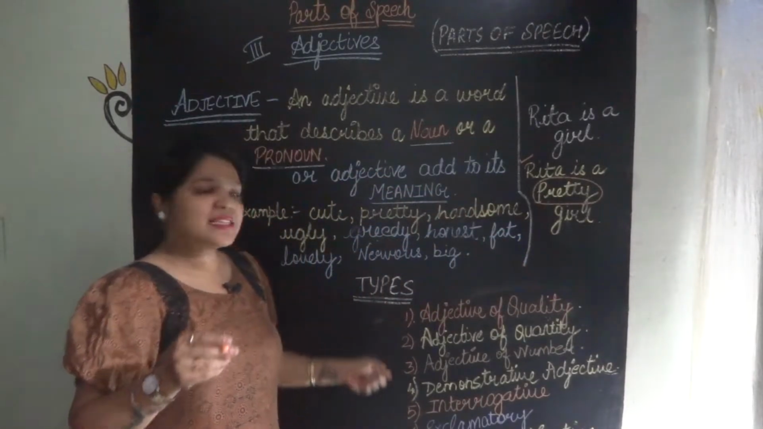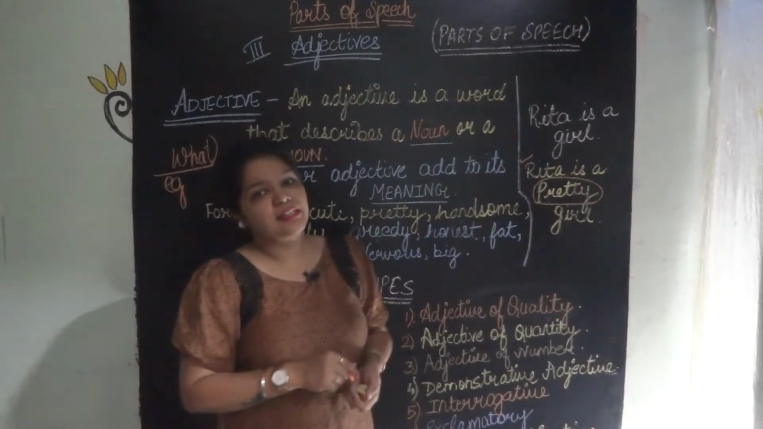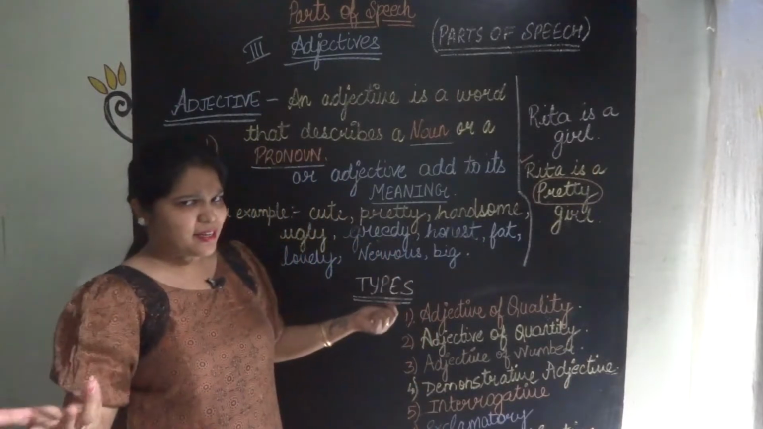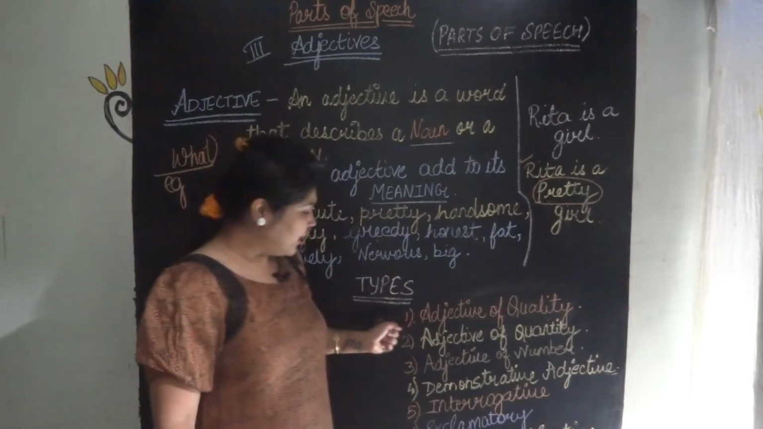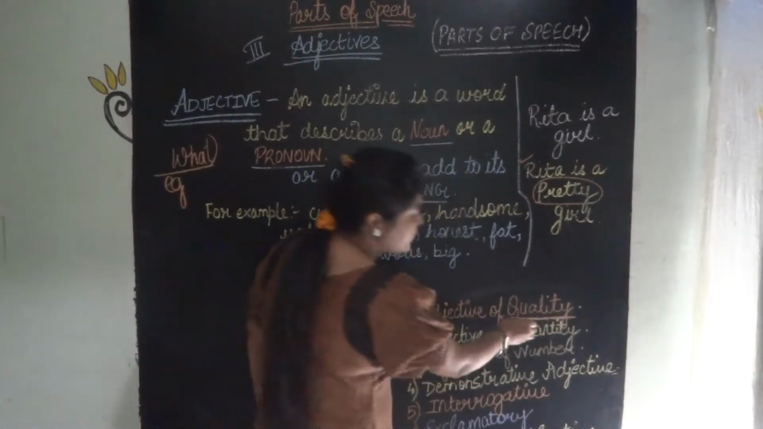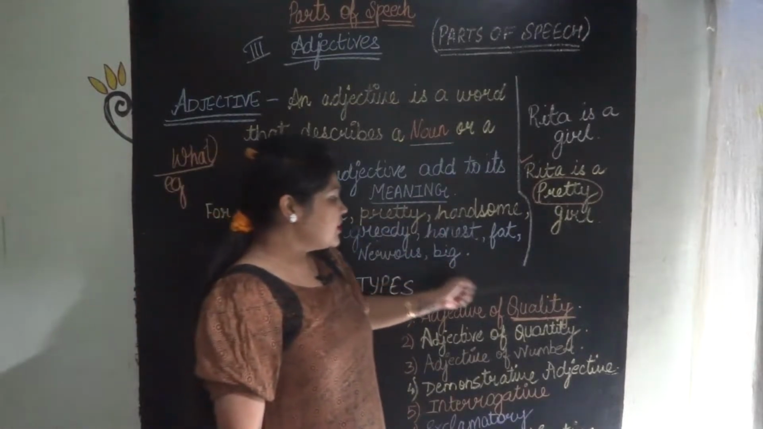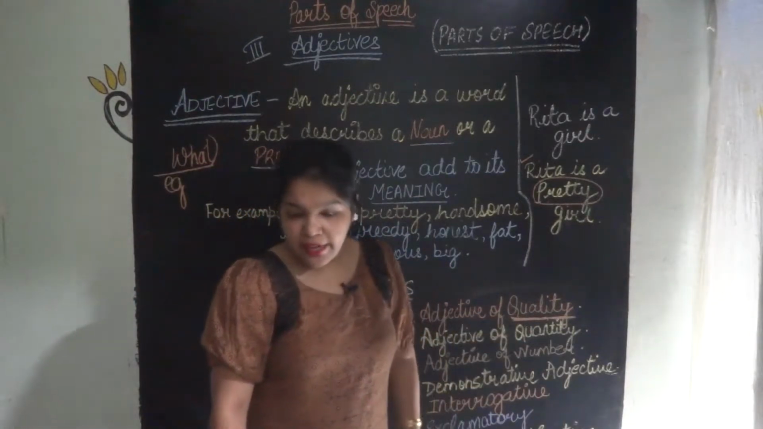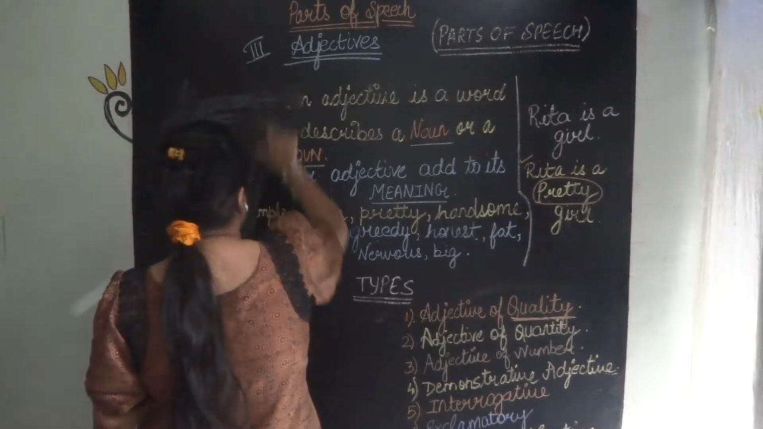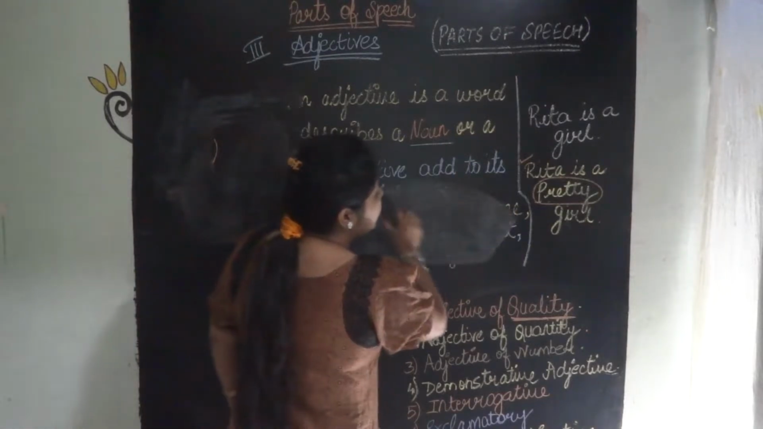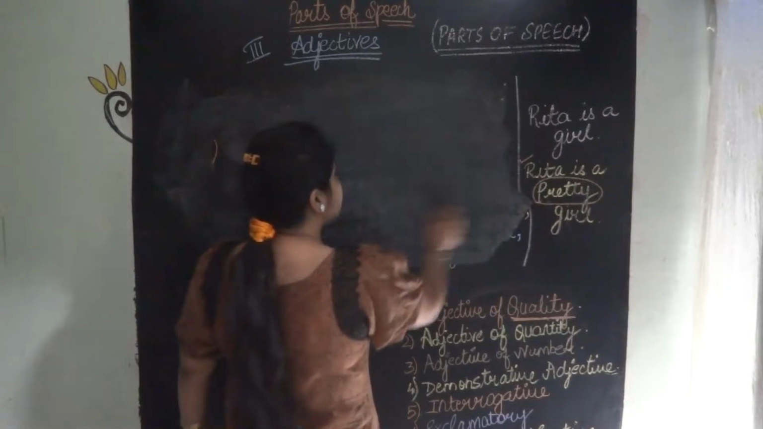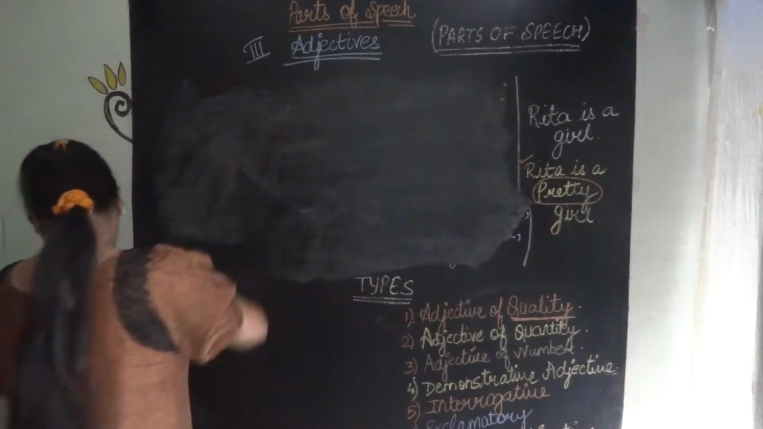But before that, let's start with the types of adjectives. Obviously, we have types of nouns, we have types of pronouns, so adjectives should also have their types. So now, the first one is adjective of quality. These are the words which give quality. Adjective of what? Adjective of quality. Like, this is a yummy dessert.